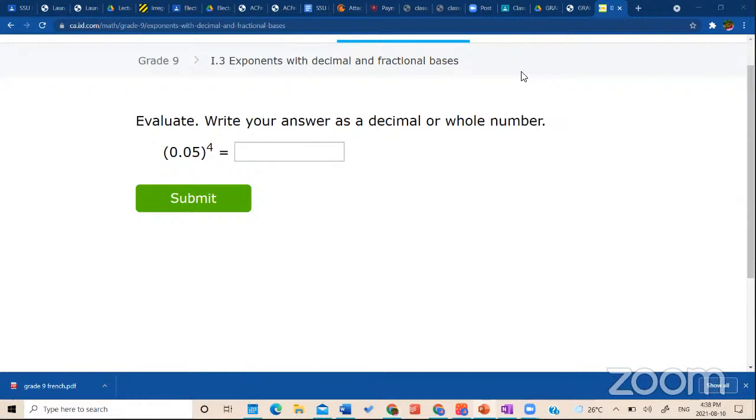It's going to be 6.25 times 10 to the exponent negative 6. Can you try typing it in like this? Does it accept it? Okay, let's check. Oops. 6.25, and you're saying times 10 to the exponent negative 6.